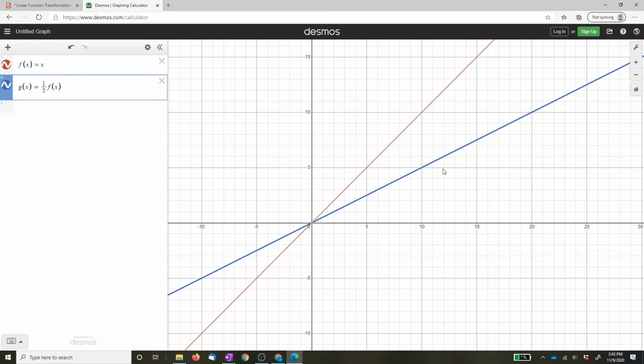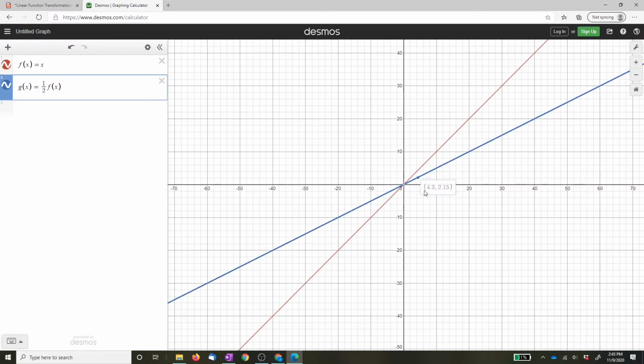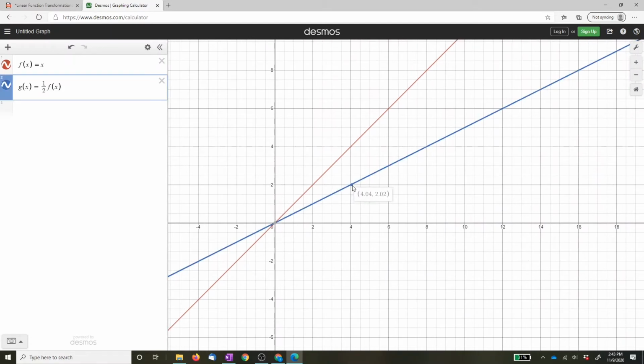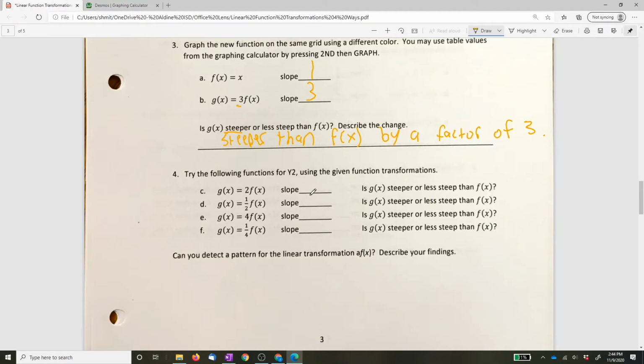And if you zoom out, you can see that they're not parallel. And if you look at a key point like 4 goes with 2 on the blue line, but 4 goes with 4 on the red line. So the slope is less steep.